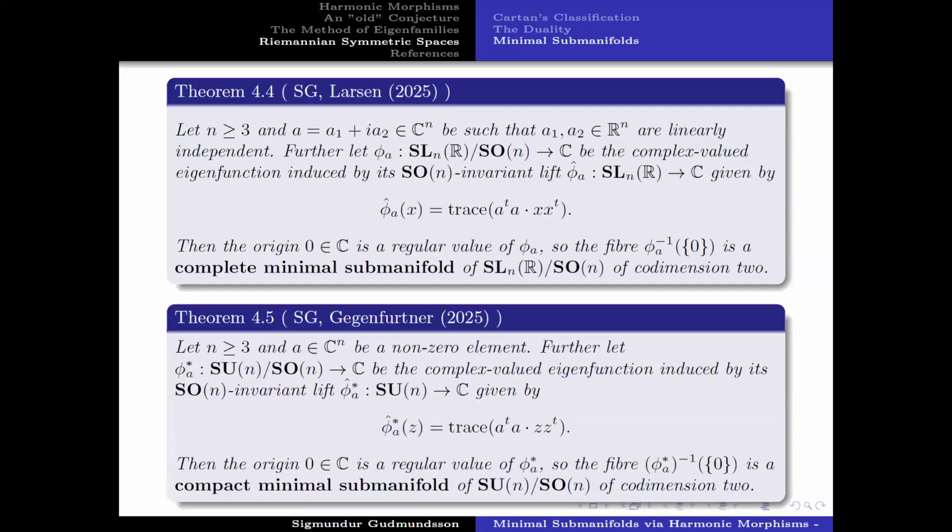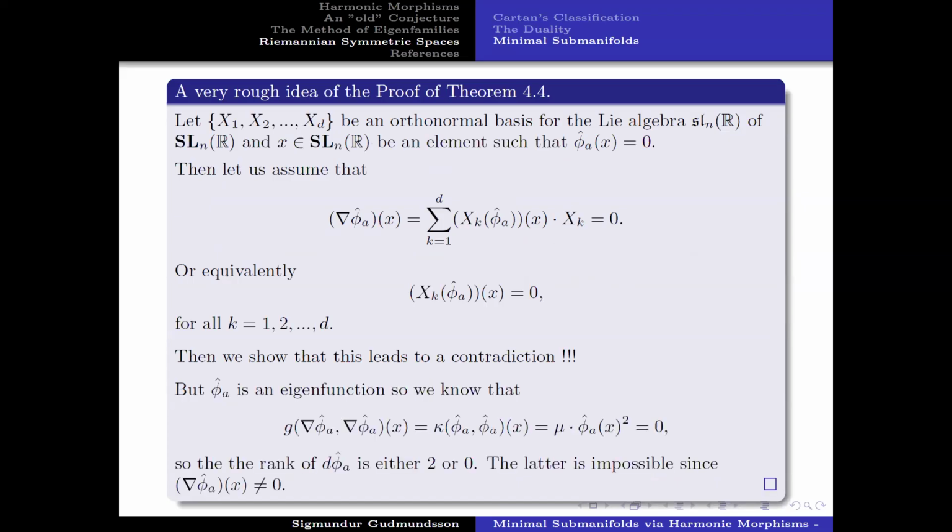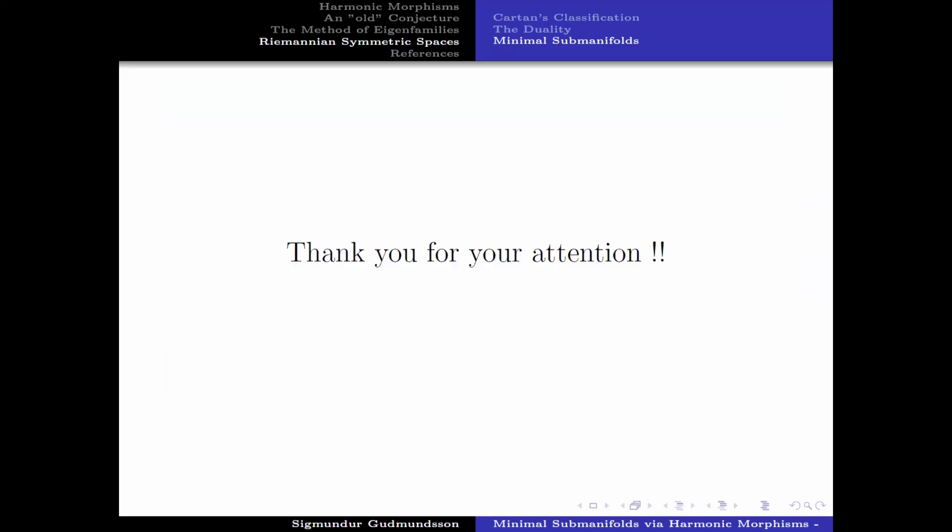Here, this is the compact version. You see that I talked about earlier this duality between the non-compact and compact. So this is a German lady, Eigenfamilies, and Larsen, well, a Swedish-Danish guy. And here's a proof. What you do, you just have to prove that it's a submersion. I think I'll stop here.